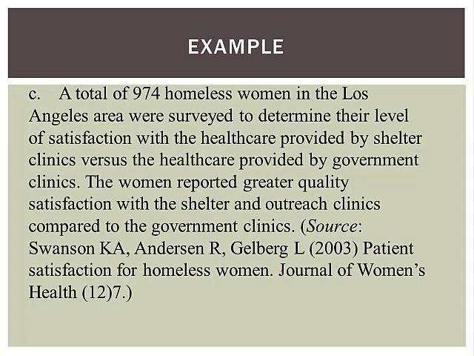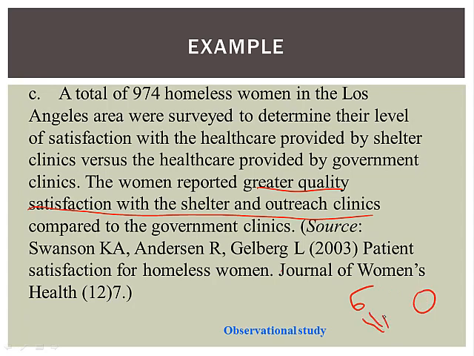All right, welcome back. What do you think? Observational study, right? Because we are just observing what's happening. We are not imposing the explanatory variable on these homeless women, right? We just look to see which ones they went to. They reported a greater quality of satisfaction with the shelter outreach clinics compared with government clinics. We just look to see which one they went to. So they had government, or we'll call it outreach. And some women went to government, some women went to the outreach ones. And we just looked. We didn't tell them which ones to go where.